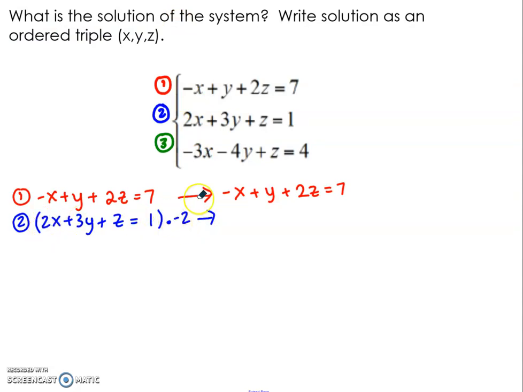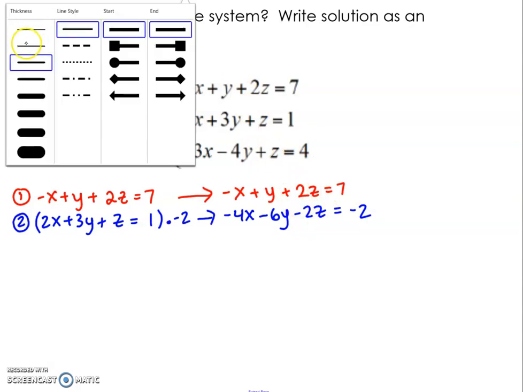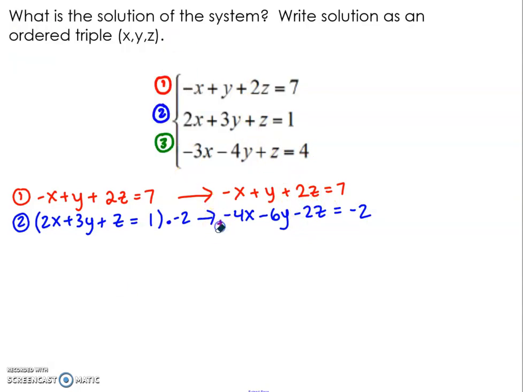So 2x times negative 2 is going to give me negative 4x. 3y times negative 2 is going to give me negative 6y. Z times negative 2 is going to give me negative 2z. And then 1 times negative 2 is going to give me negative 2. So now that my z's have the same number as the coefficient and opposite signs, I'm going to go ahead and add this straight down.